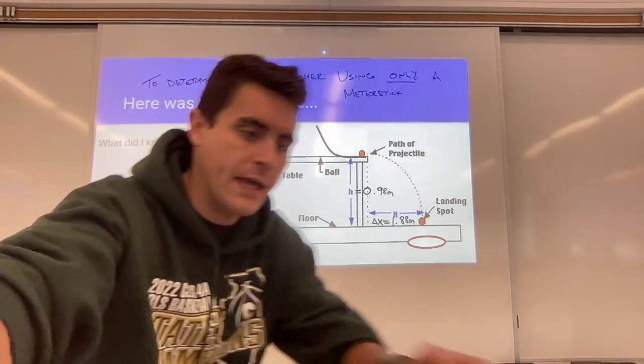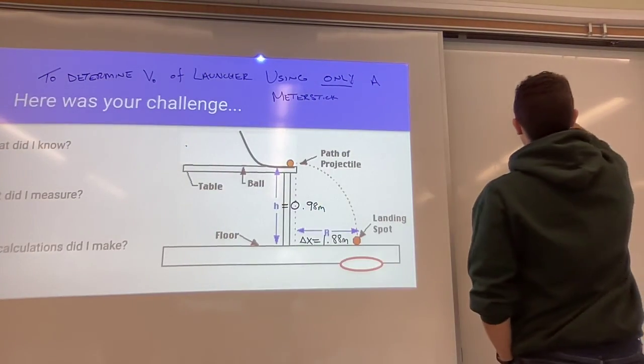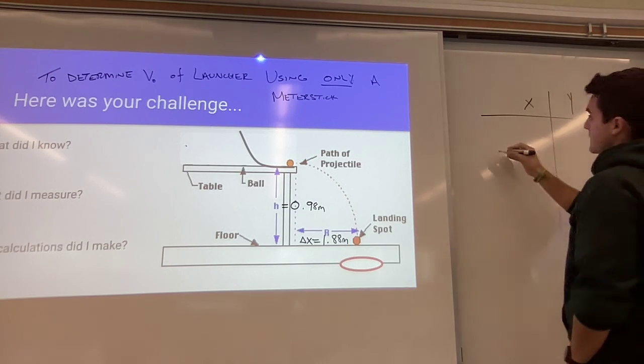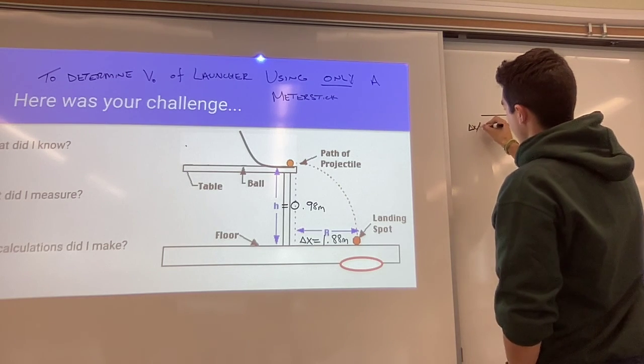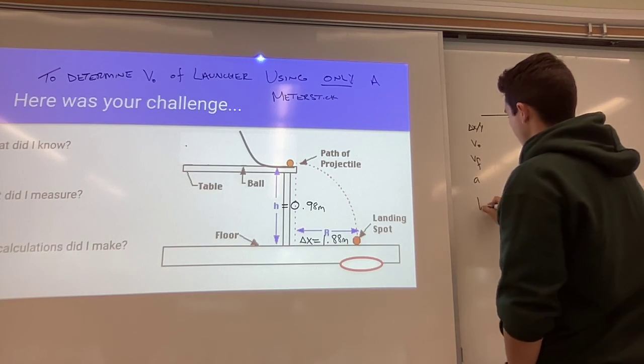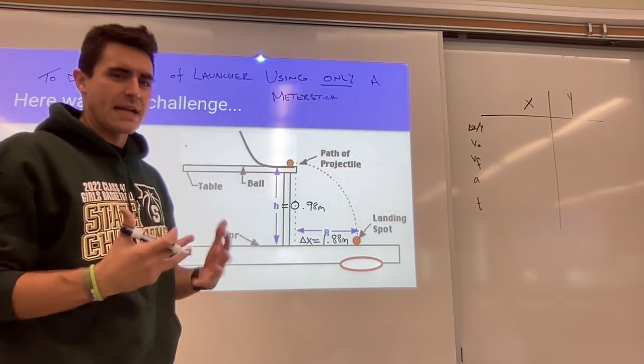So let's go ahead and sort our variables. Let's see what we've got. Let's make a list. I've got my x direction, I've got my y direction, and I can say, what's my change in x and y? I've got initial velocity, final velocity, acceleration, and time. These are all variables that exist in both directions that I can sort through.